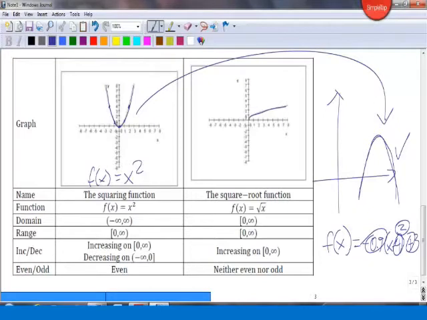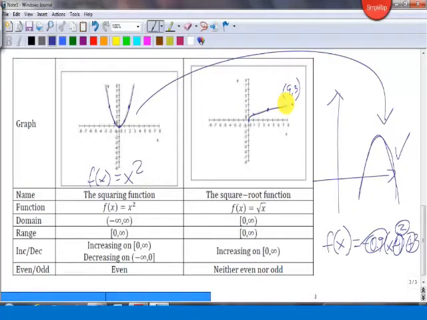Key points on the graph: 0, 0. The square root of 0 is 0. The square root of 1 is 1. The square root of 4 is 2. Those are generally the ones that I use, and I just draw the half parabola going through those 3 points. You can add 9, 3, I suppose, if you want, out there.